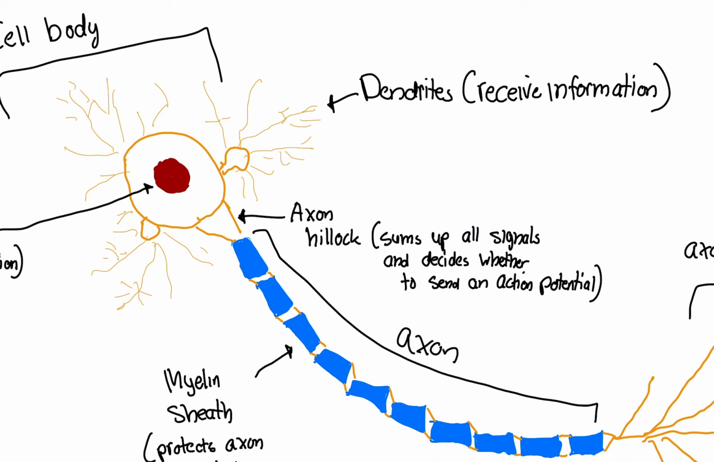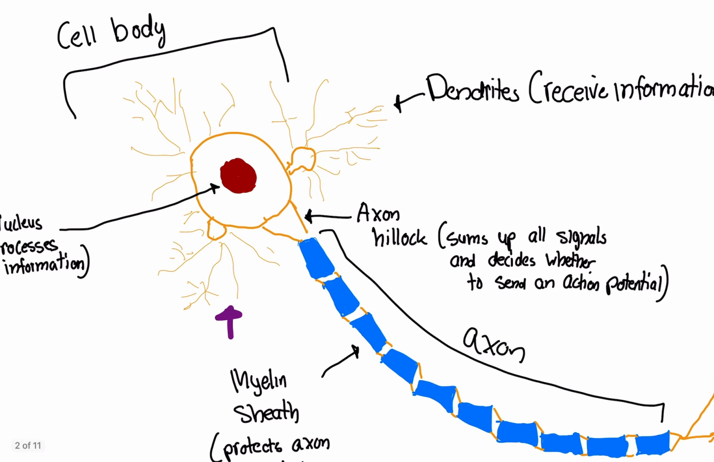Let me draw it out now. These dendrites receive signals from other neurons. There could be a neuron here, a neuron here, a neuron here, and they're all touching these dendrites. Some of these signals can be positive signals and some of them can be negative signals. What do I mean by that? We call those EPSPs or IPSPs, which we're going to go over later.